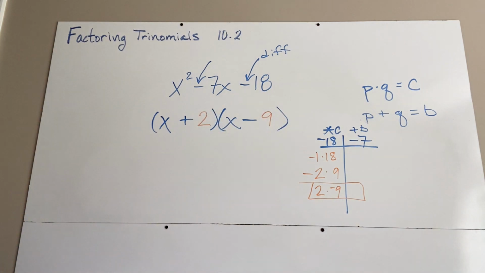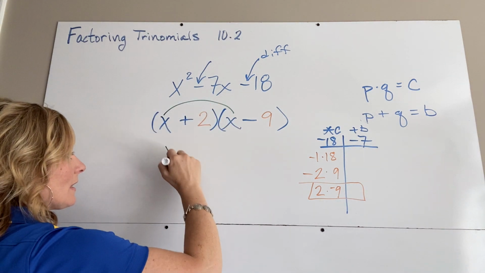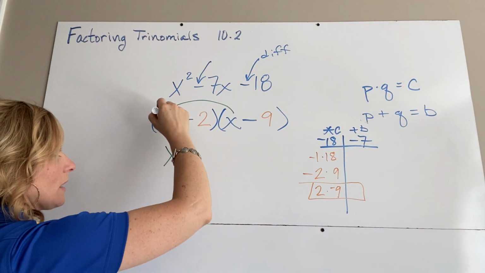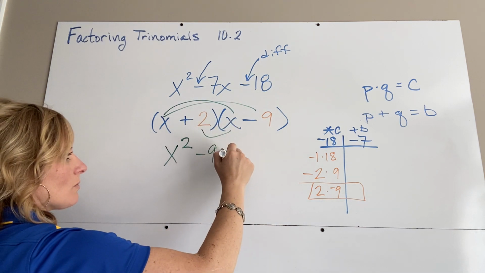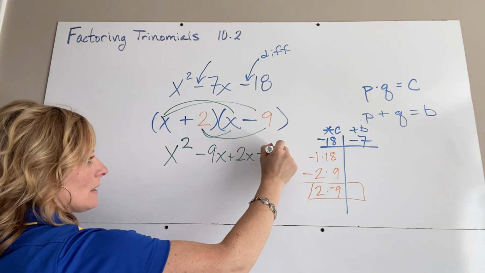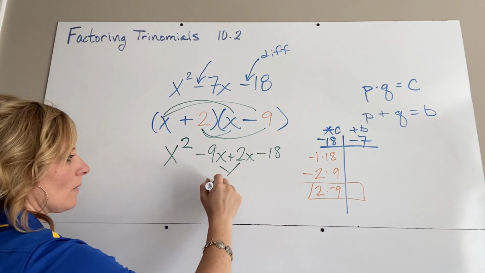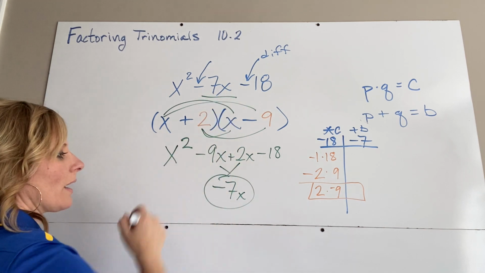All right, I'm going to FOIL this one back with you just so you guys can keep seeing that FOILing and what we do with it. Negative 9x plus 2x minus 18, we combine, we get that negative 7x right there, okay?